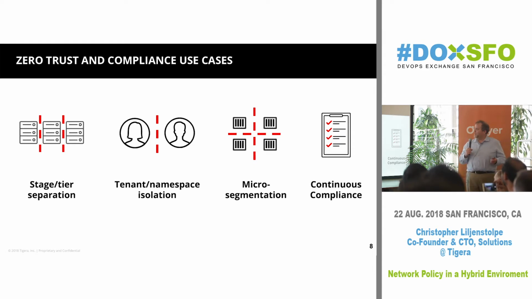Some of the things we need to think about as we're deploying these environments: how do we do stage and tier separation? Today we do that with one VLAN or one cluster for dev, one for prod, one for QA. Then there's tenant or namespace isolation, Coke versus Pepsi, or public markets versus personal wealth if you're an investment bank, etc.